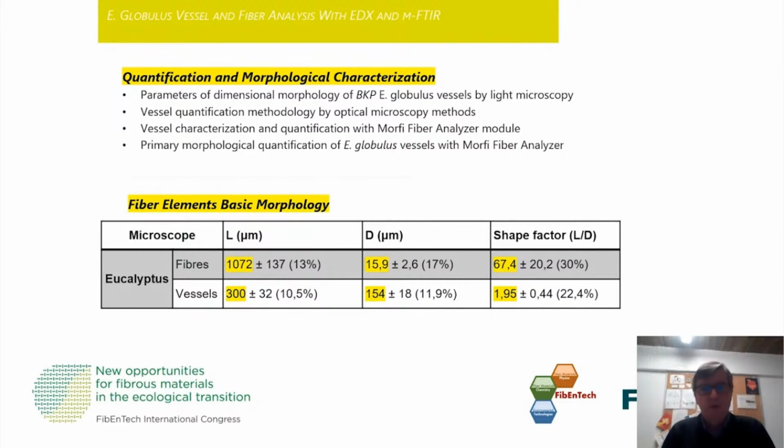In terms of the results of fiber elements basic morphology for eucalyptus, the length of fibers was around 1072, its diameter 15.9, and shape factor of 67.4. For the vessels, the length was around 300 and diameter around 154, which gave a shape factor L over D of 1.95.